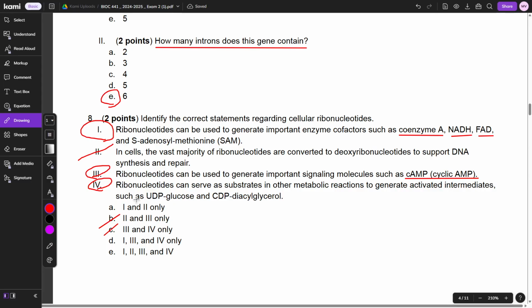I'm trying to think of other examples. I mean, even hexokinase, for example, right? It uses ATP to activate glucose. So that kind of thing. So it is used to activate intermediates. So I would say based off of this, 1, 3, and 4 are your best answers. So that's what I would go with. So D.